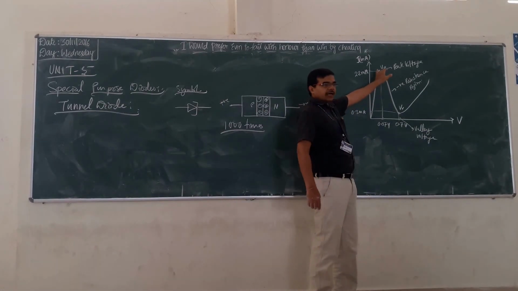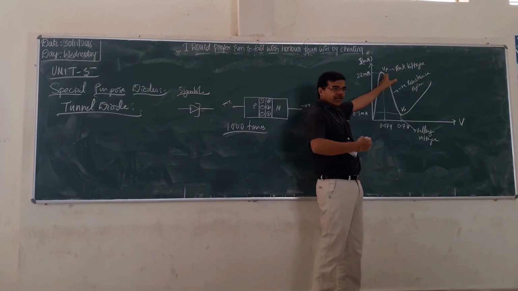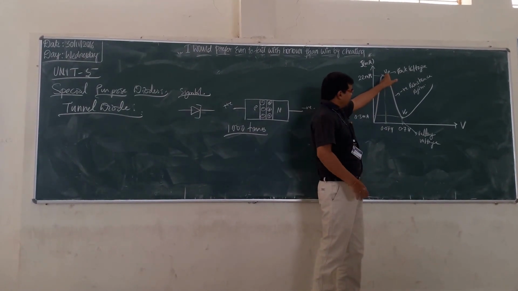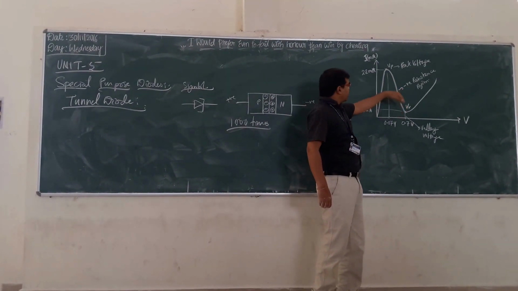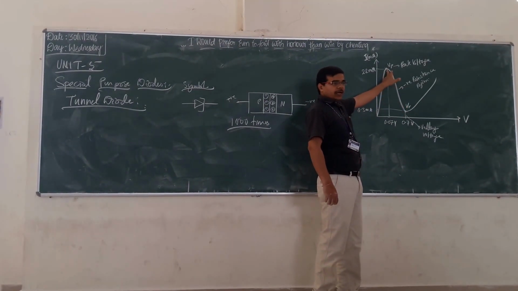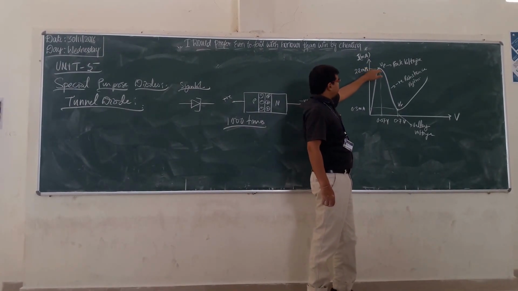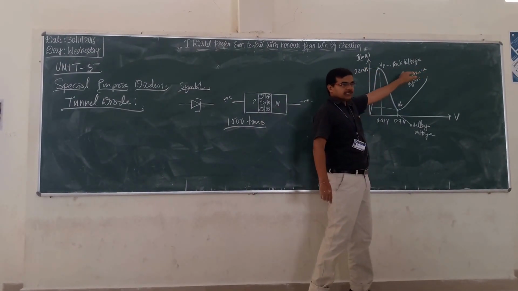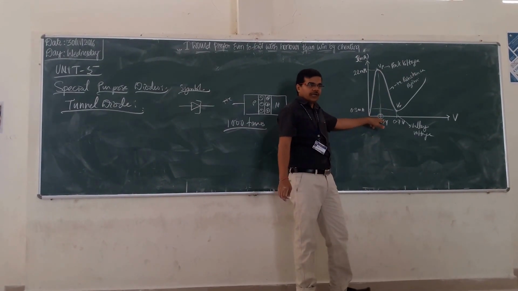This increase in current will be there up to a certain limit, and then if you are increasing the voltage further, there will be a decrease in current. The point where you are getting the maximum current is called the peak voltage. So whatever this voltage is, this is your peak voltage.